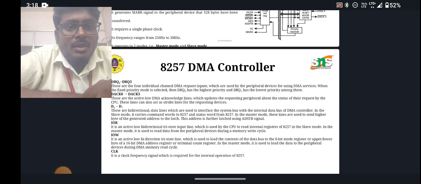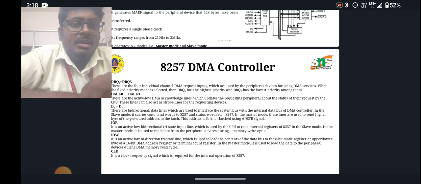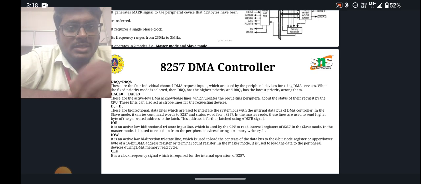D0 to D7: these are bidirectional data lines which are used to interface the system bus with the internal data bus of the DMA controller. In the slave mode, they carry command words to the 8257 and status words from the 8257. In the master mode, these lines are used to send the higher byte of the generated address to the latch. This address is further latched using the ADSTB signal.